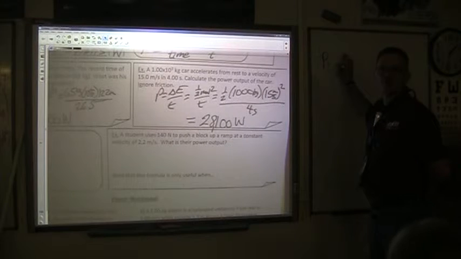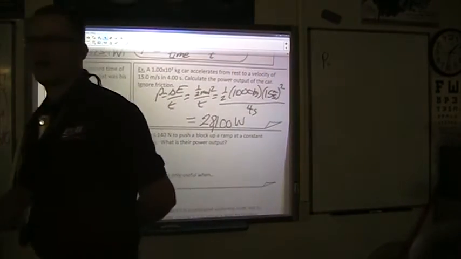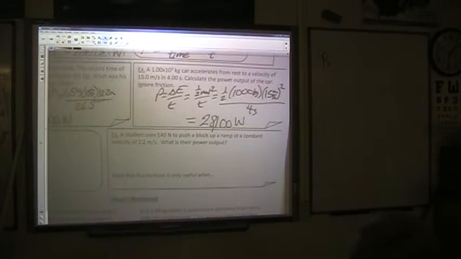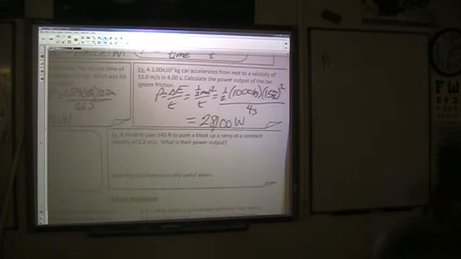Change in kinetic energy. Is that what change of energy is? Change in energy, I used it as a change in kinetic energy, final kinetic energy minus initial. Notice it accelerates from rest, so the initial kinetic energy was 0. Final kinetic energy, he had a velocity.